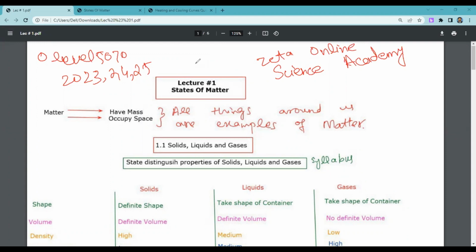Today we are going to discuss the first chapter of the O-Level series 5070 according to the syllabus 2023, 24 and 25.